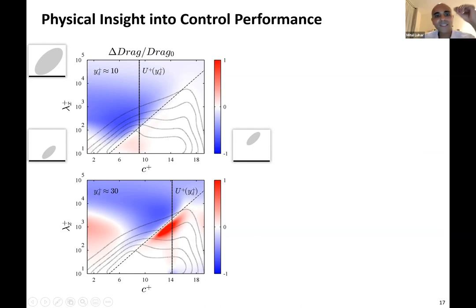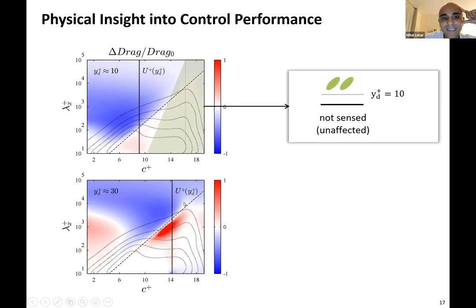And what we see now is the following. We see that there's a straight line that delineates regions where the modes are suppressed and regions where the modes are further amplified. And when the detector is located relatively close to the wall, so when YD plus in this case is at 10, we see that there's no effect on these faster moving modes over here. And remember, these faster moving modes are localized further away from the wall.